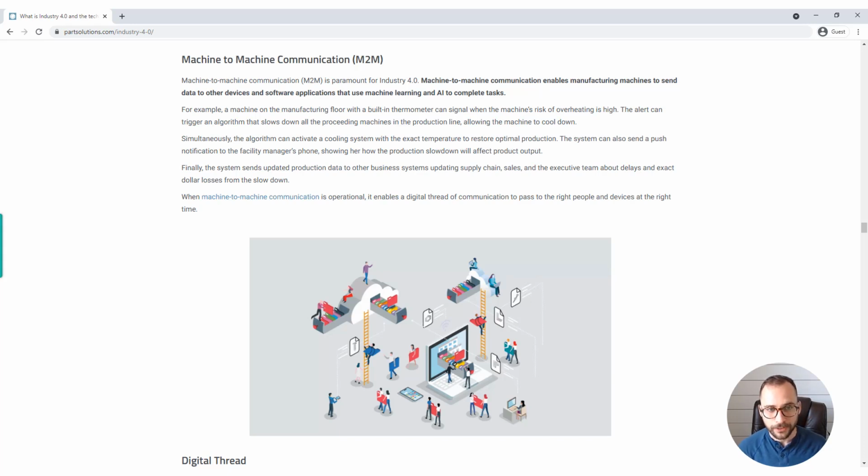Simultaneously, the algorithm can activate a cooling system with the exact temperature to restore optimal production. The system can also send a push notification to the facility's manager's phone, showing her how the production slowdown will affect production output. Finally, the system sends updated production data to other business systems, updating supply chain, sales, and the executive team about delays and exact dollar losses from the slowdown. When machine-to-machine communication is operational, it enables a digital thread of communication to pass to the right people and devices at the right time.